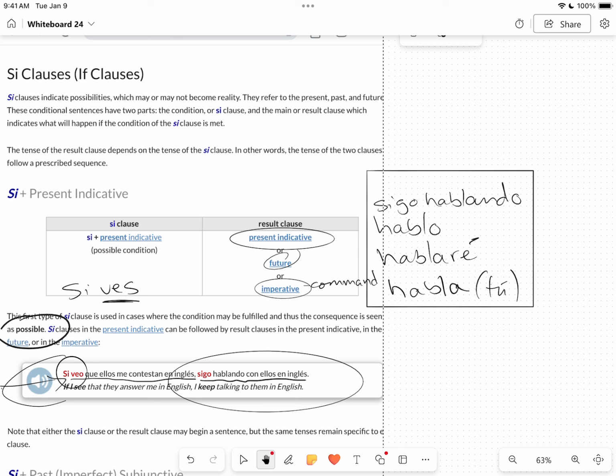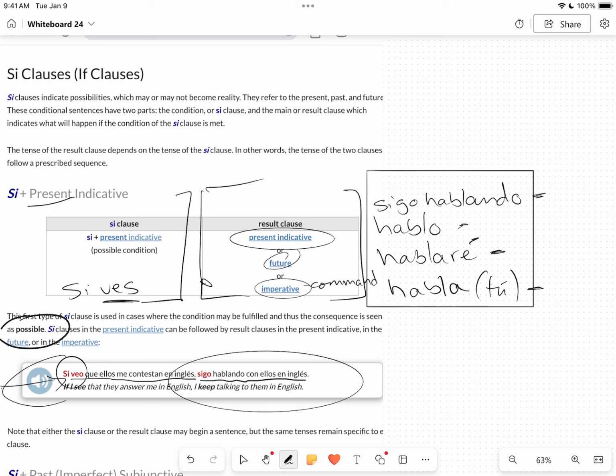So we can use the present tense, present progressive, the future tense, and we can use the command, all of those, as our second clause with the C clause at the beginning if there's a level of certainty. We want to express a level of certainty, probability that that action is going to happen. Okay, that's all that we're doing here.